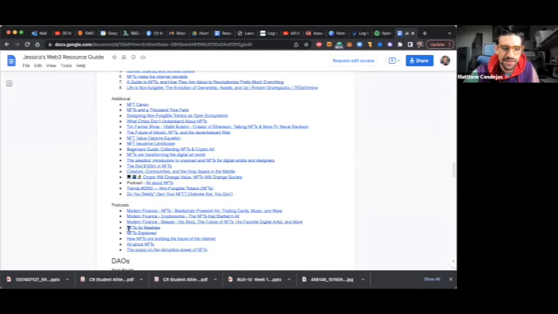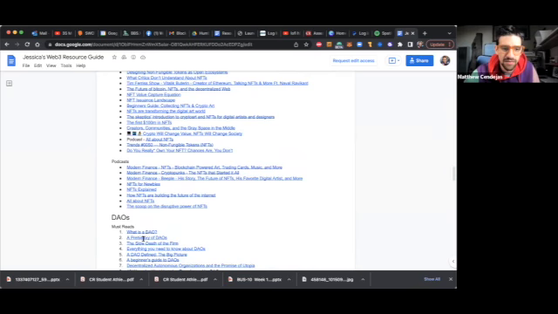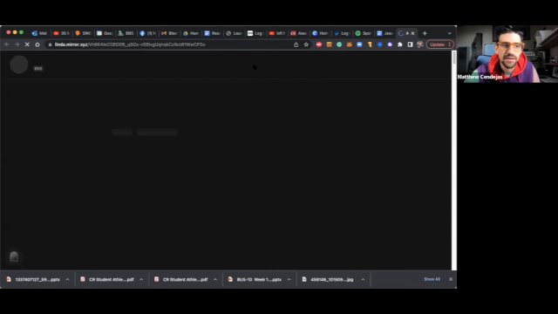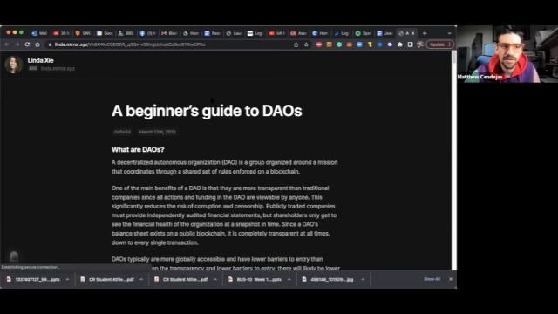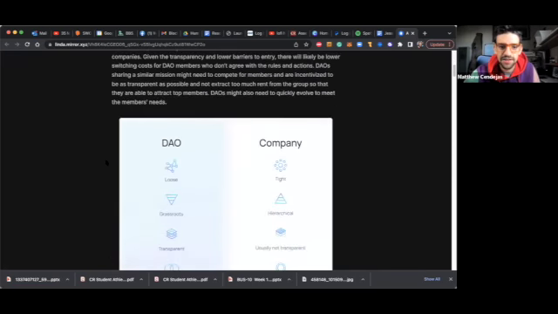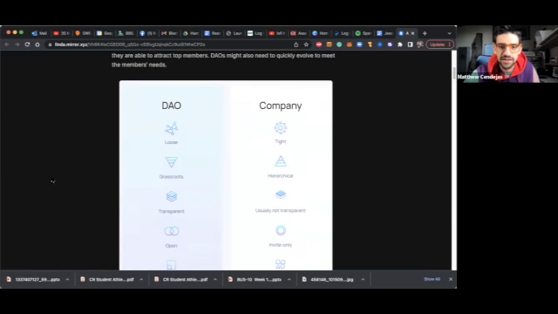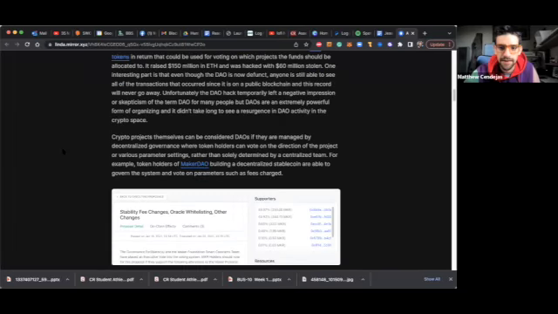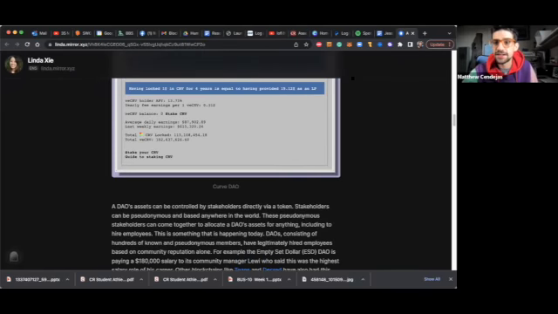And let's just click on beginner guide to DAO. So it looks like an article posted March 12th, 2021, last year, on what a DAO is, decentralized autonomous organization. So there's a lot of resources here.